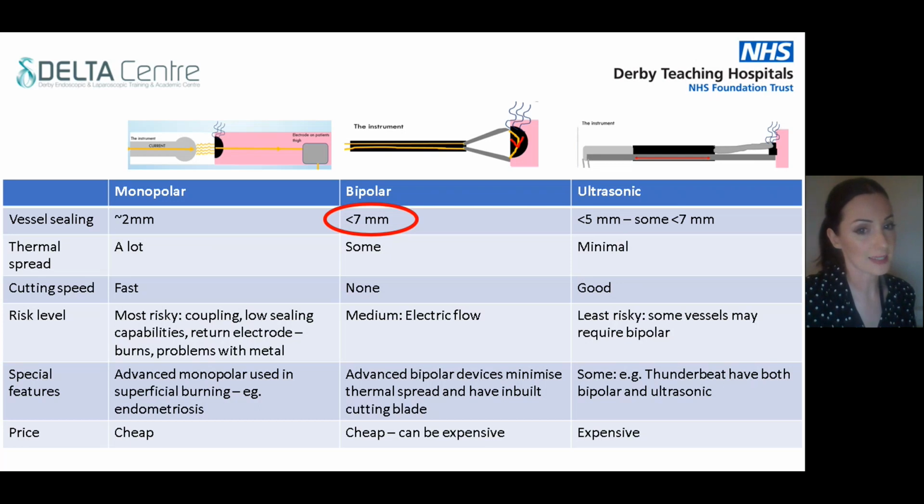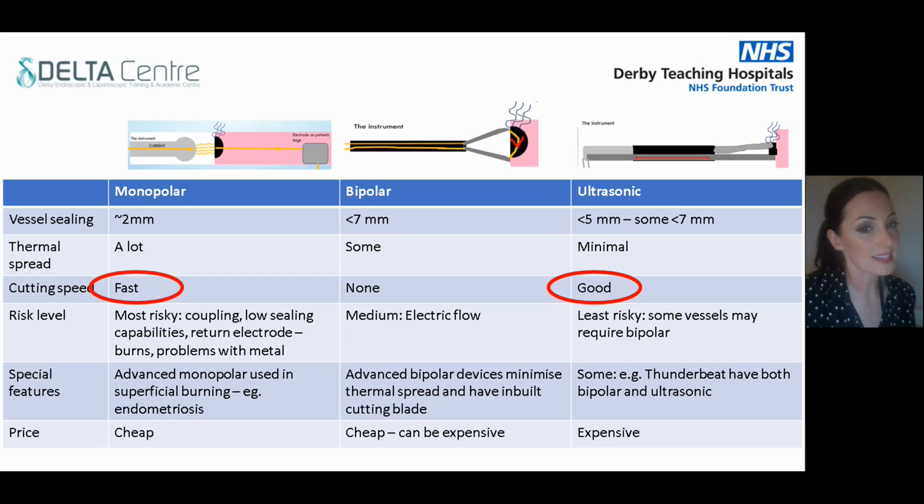We have already discussed thermal spread, and we know that this is minimal with the ultrasonic devices, and therefore these are particularly useful when carrying out dissection in close proximity to other organs such as the bladder, the bowel, or the ureters to minimize the risk of inadvertent heat injury.